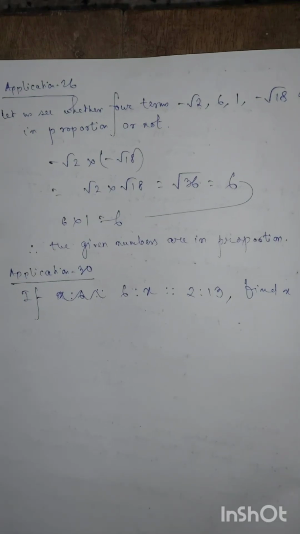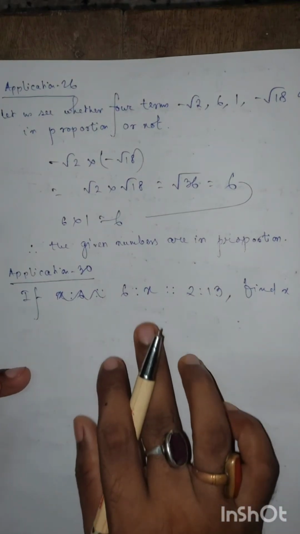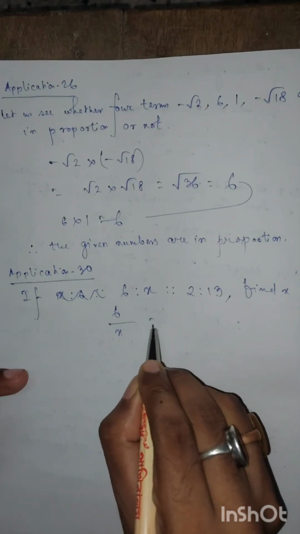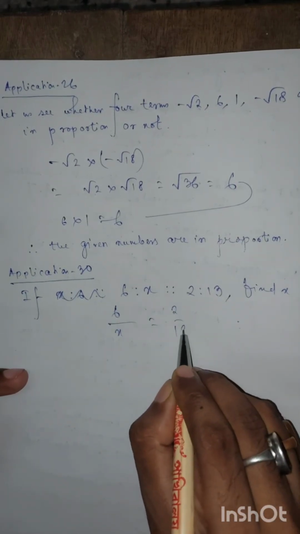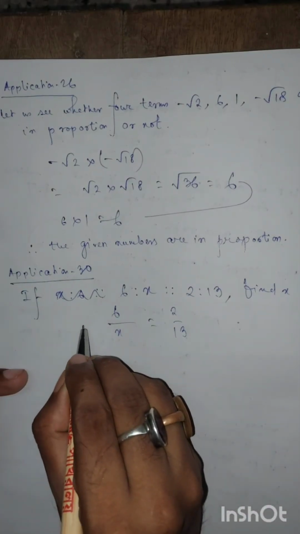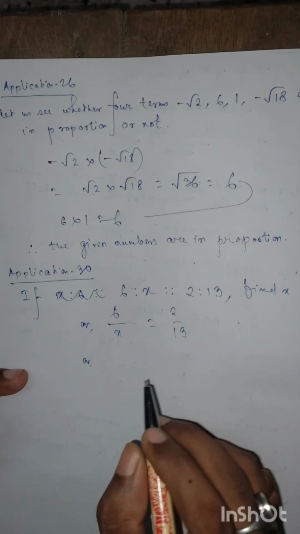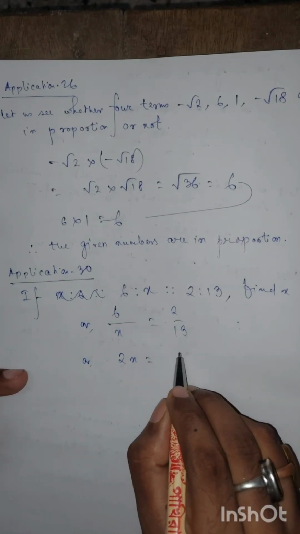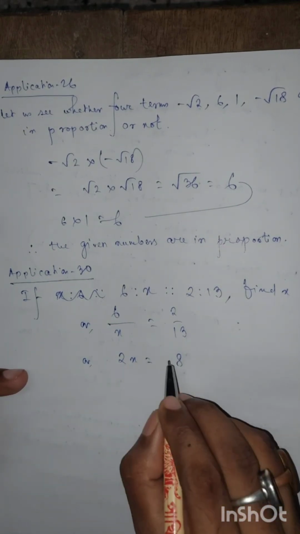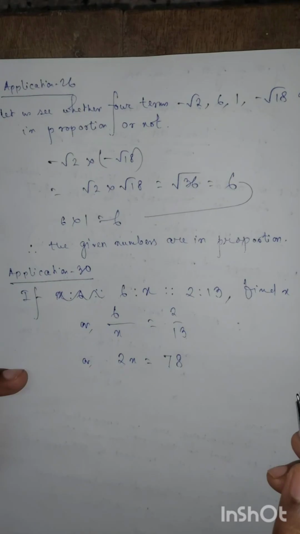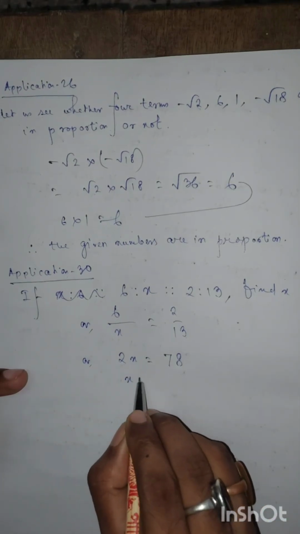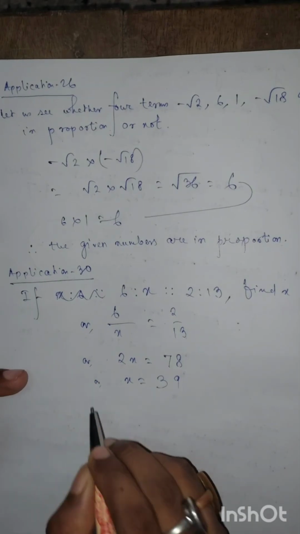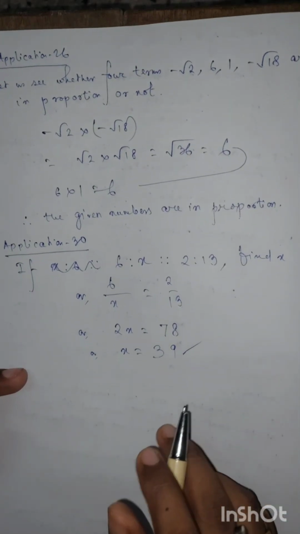So we can write 6 by x is equal to 2 by 13, or we can write 2x is equal to, so x is equal to 39. This is what we are getting.